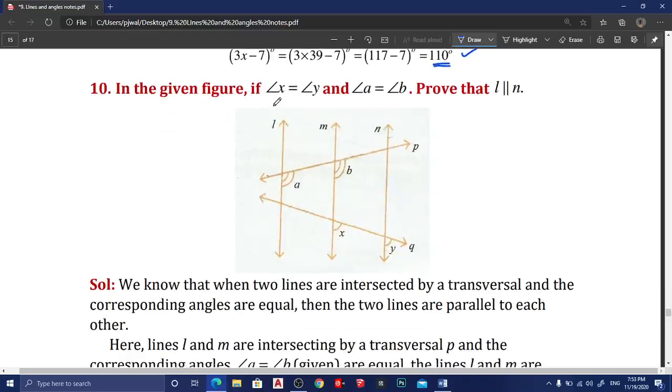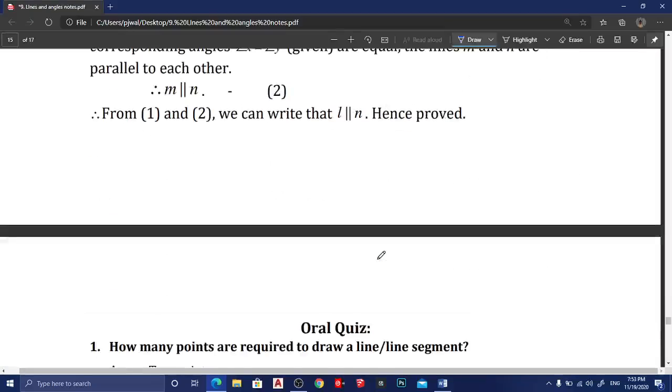In the given figure, if angle x is equal to angle y, and angle A is equal to angle B, prove that L is parallel to N. L is parallel to N, not M. You have to prove that these two lines are parallel to each other. Okay, so for this you have to solve this.